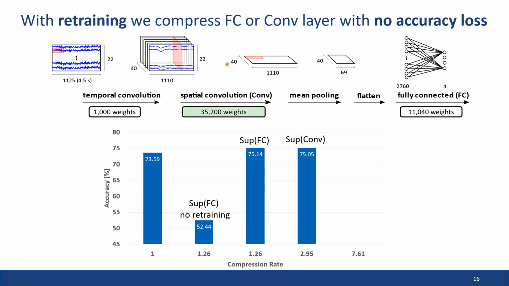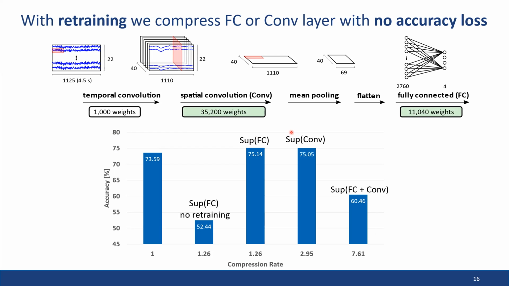If we instead compress the spatial convolution, which is the biggest layer in this network, we achieve a higher compression rate of 2.95, and still we are able to achieve high classification accuracy, even higher than the non-compressed model. If we compress both the spatial and the fully connected layer, we see accuracy degradation. This can be partly attributed to the capacity limit of this shallow ConvNet.